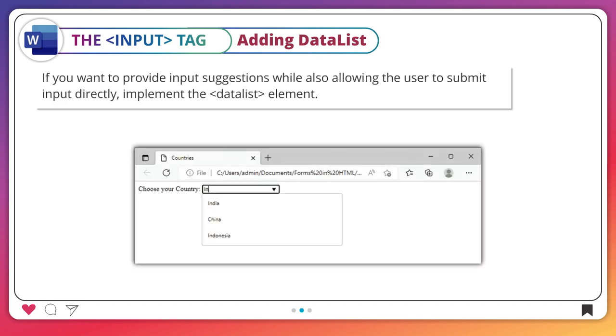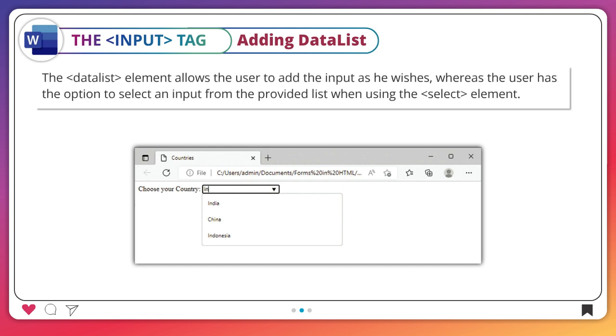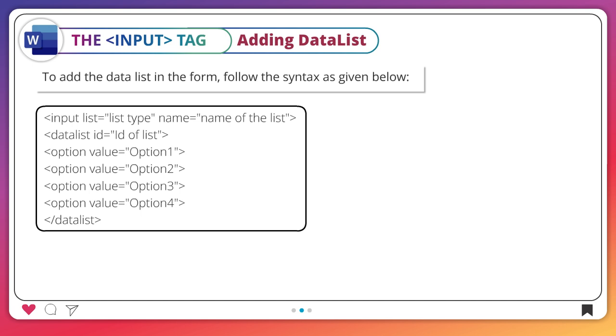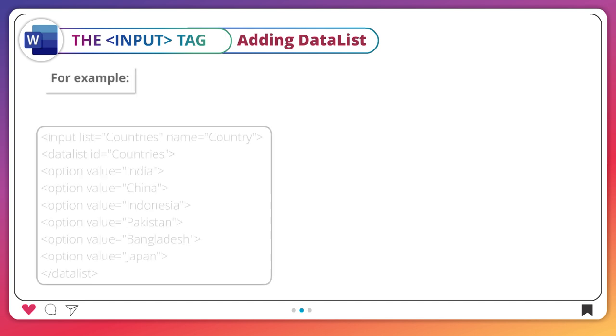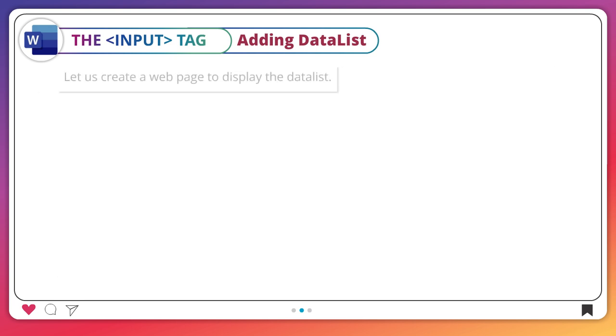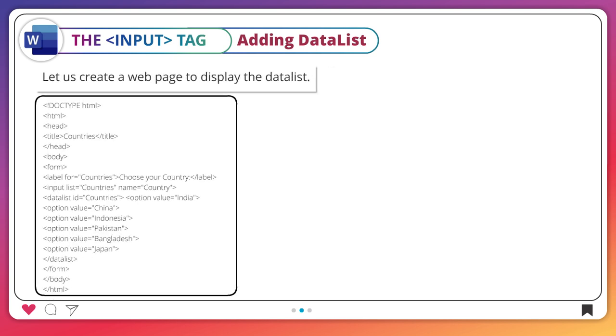Adding data list. If you want to provide input suggestions while also allowing the user to submit input directly, implement the data list element. The data list element allows the user to add the input as he wishes, whereas the user has the option to select an input from the provided list when using the select element. To add the data list in the form, follow the syntax as given below. For example, the above code will create a drop-down list in which these countries' names are available. Let us create a web page to display the data list.